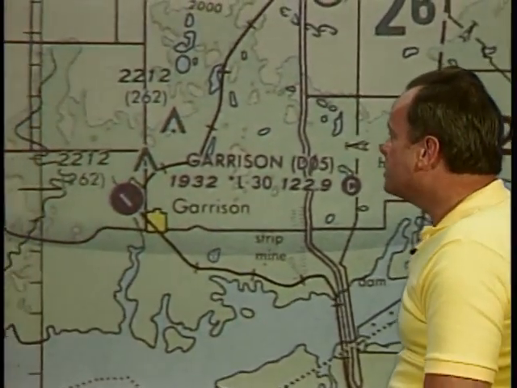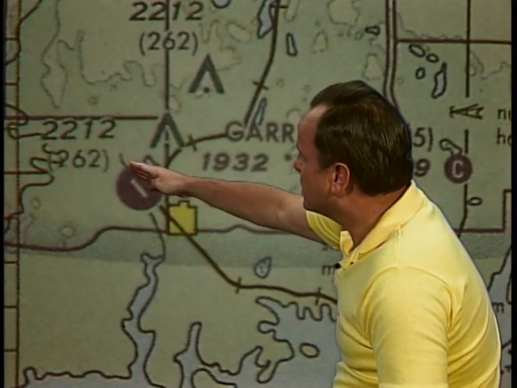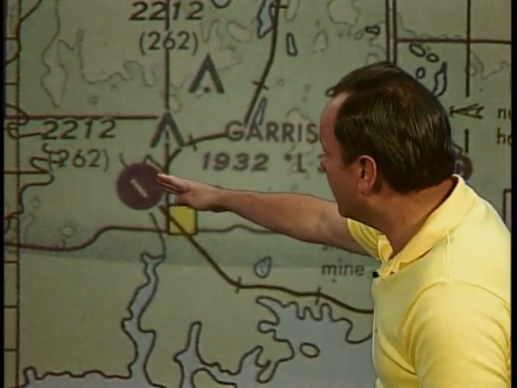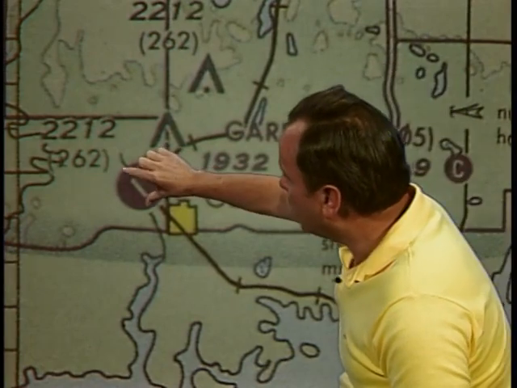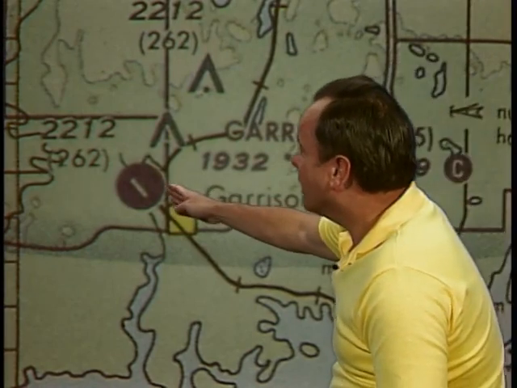Now let's take a look at Garrison Airport, and when you see Garrison Airport, they've got a little red circle, but they've added another symbol, and that's a symbol for a hard surface runway at least 1,500 feet in length. They'll show you roughly how long that runway is and what direction it points, so you have almost a picture of the runway there, and that's a hard surface runway at least 1,500 feet in length.